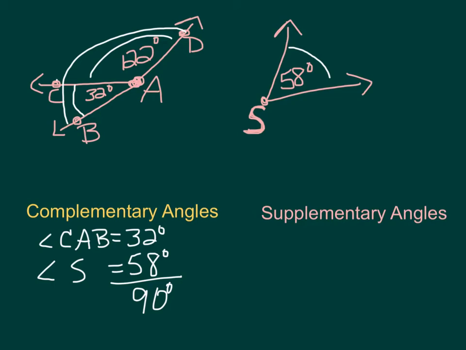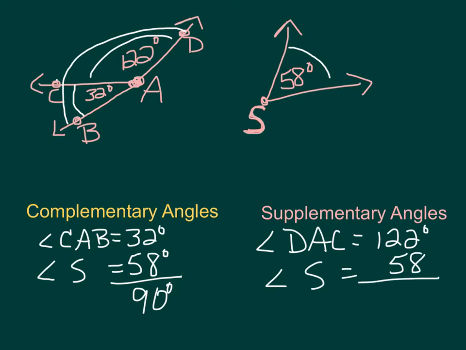Okay, so if we look at angle DAC here, it tells us that that is 122 degrees, and angle S equals 58 degrees. If we were to add those two things together, we would get 180 degrees. And because they add together to give you 180, then they are supplementary.